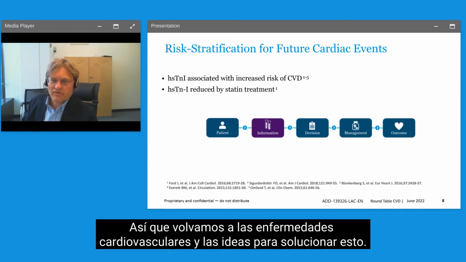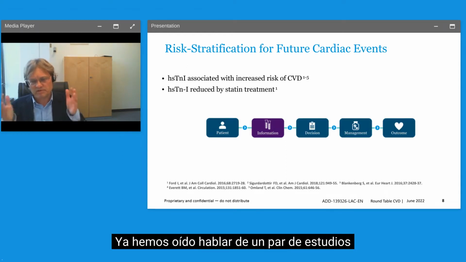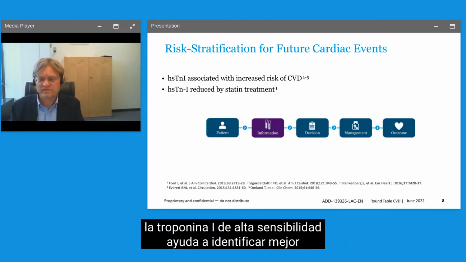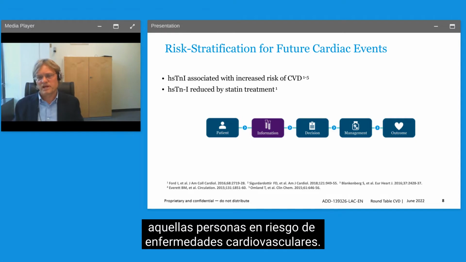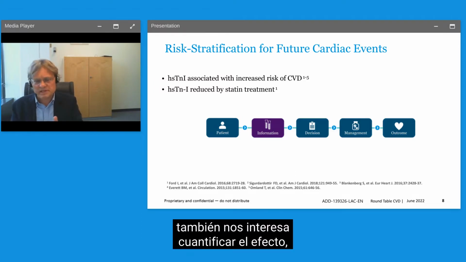So back to cardiovascular diseases and ideas to solve it. We already heard about a couple of studies that have shown that considering high-sensitivity troponin I helps to better identify those at risk for cardiovascular diseases. And as I already alluded to, we are also interested in quantifying the effect.